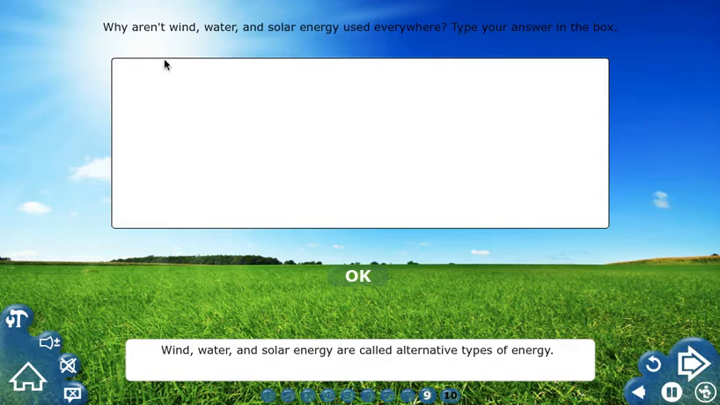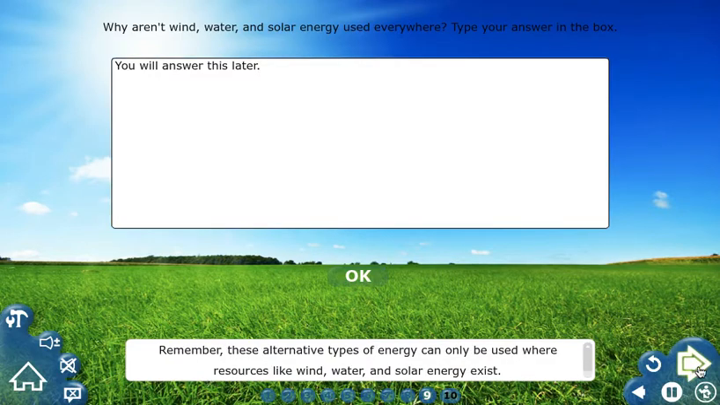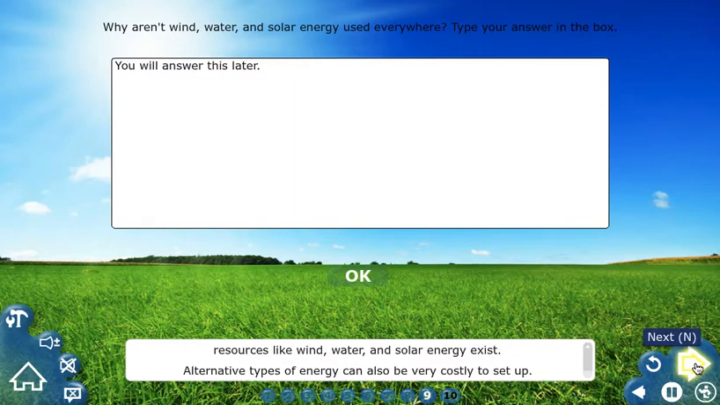Wind, water, and solar energy are called alternative types of energy. Explain why these forms of energy are not used everywhere. Type your explanation in the box, then click OK. Remember, these alternative types of energy can only be used where resources like wind, water, and solar energy exist. Alternative types of energy can also be very costly to set up.